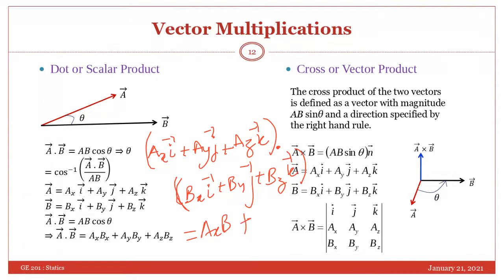Then when you multiply this with the second term, axi with byj, you get ax into by, but i dot j will be 0, because the angle between them is 90 degrees. So you will get nothing, 0. Same thing will happen with this: axi multiplied with bzk gives ax into bz, but i dot k will be 0. So everything will be 0. Only when you multiply this with these 3 terms, only the first term will be retained, that is ax into bx.